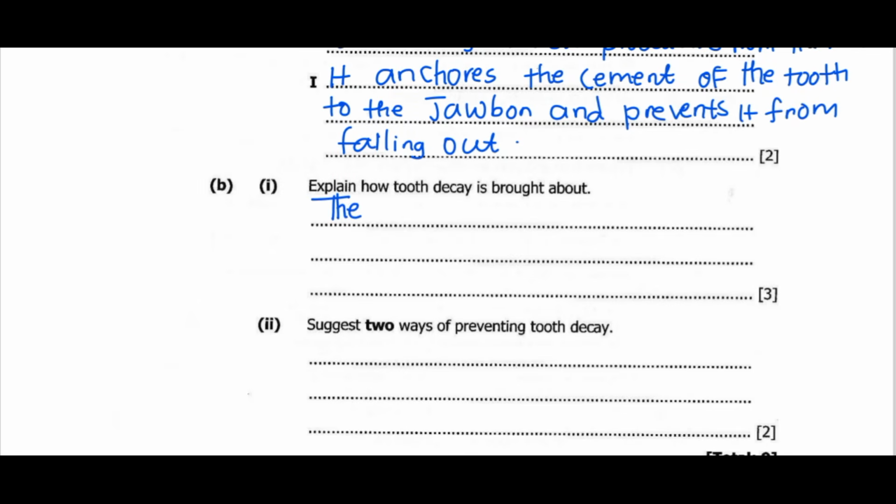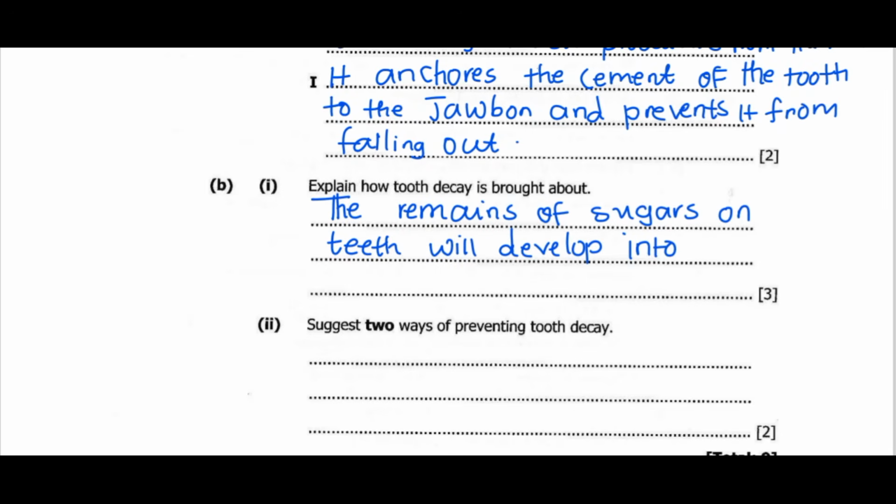So we say the remains of sugars on teeth will develop into an acid called plaque, which dissolves the tooth, which dissolves the enamel.